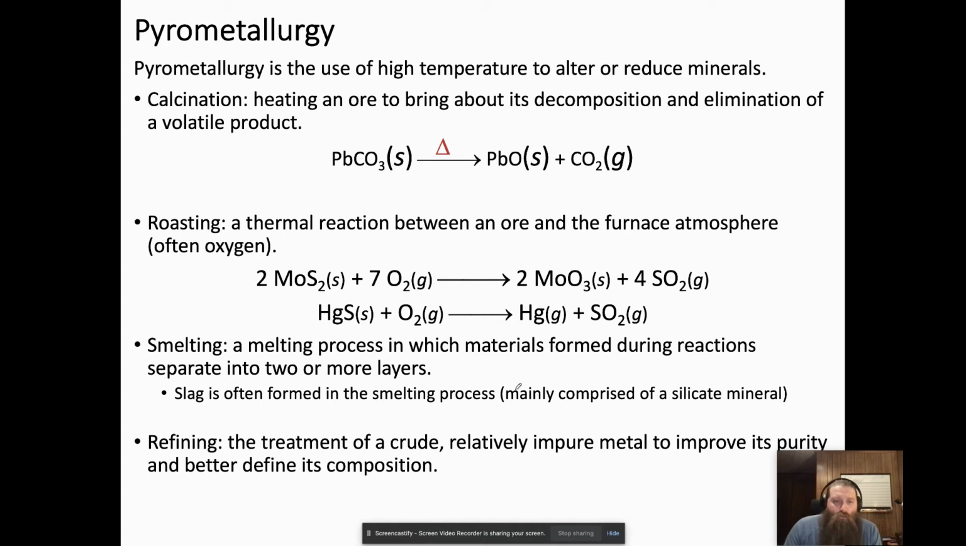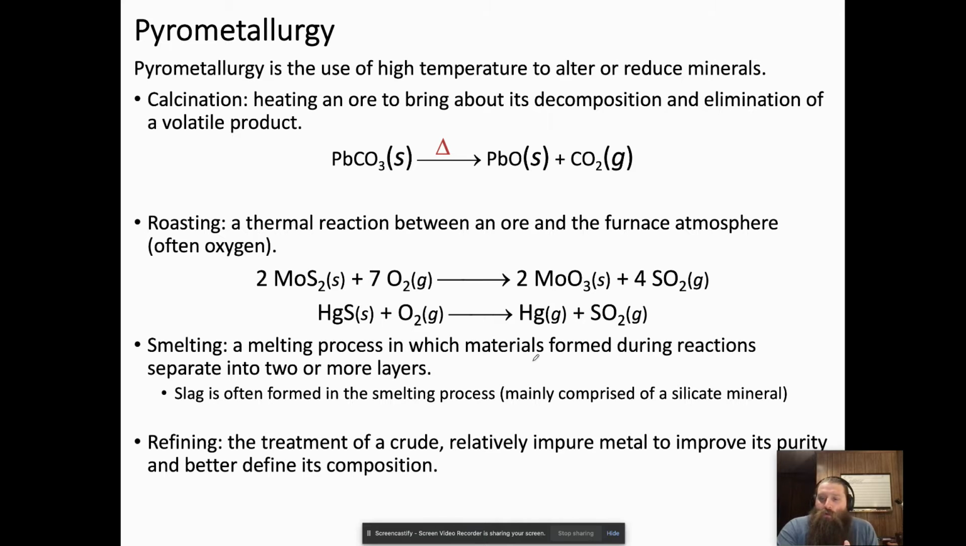With the mercury sulfide there, which I guess would be mercury 2 sulfide, it's going to react with oxygen, and it's actually going to leave you with mercury gas, which if you're trying to refine mercury, is a great thing to have, right? You've done it. In contrast to roasting, you have smelting.